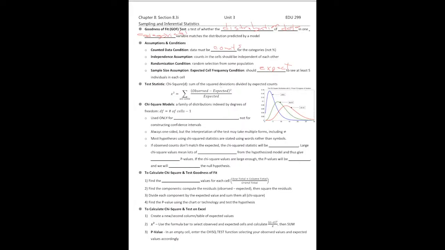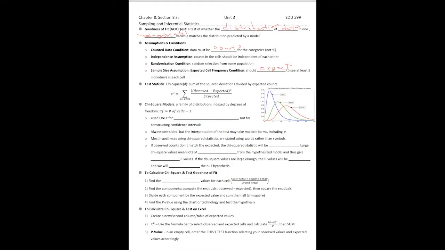Okay, so to run the test for the goodness of fit, you're looking at your chi-squared, which would be the sum of the squared deviations divided by expected counts. We've already talked about standard deviations, and the sum of your deviations gives you your standard deviation. When we were doing that, we were saying how much a data value deviates from the mean. Now what we're saying is how much does our data value deviate from the expected value.